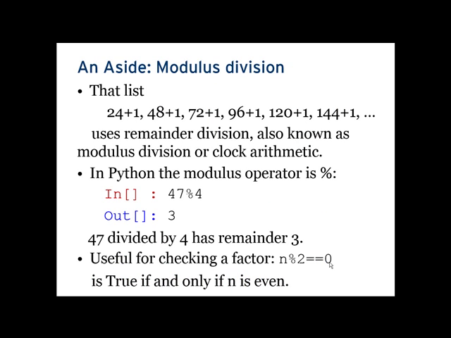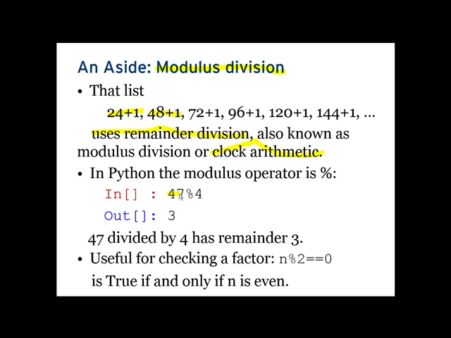Now in order to decrypt it, we're actually using modulus division. I'm just going to explain real quick what modulus division is. Modulus division basically is using the remainder, and that's why we were working with this 24 plus 1, 48 plus 1, etc. Modulus division is also sometimes called clock arithmetic.